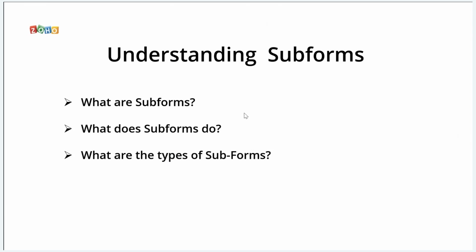One is a blank subform, another is the existing subform. A blank subform is nothing but a form inside the main form, wherein you can create a new form inside the main form, where you can call in the fields that are required, create new fields, and you can use it. The existing subform is a form which has been created separately in the application, and you can call that existing subform inside the main form.